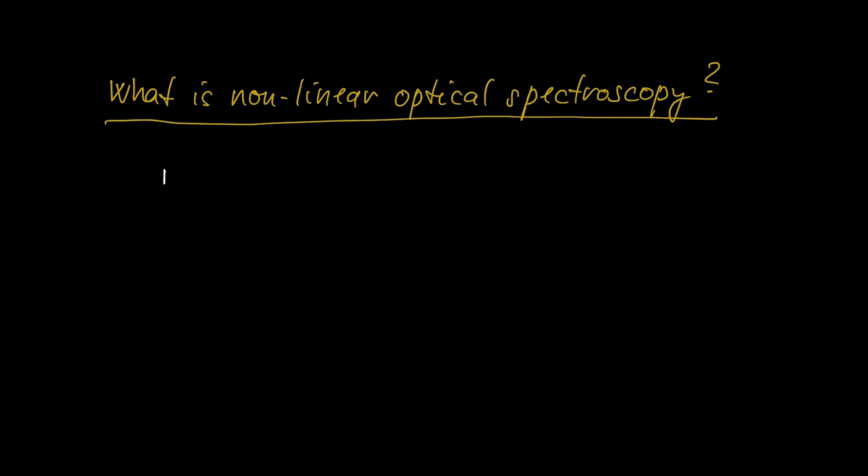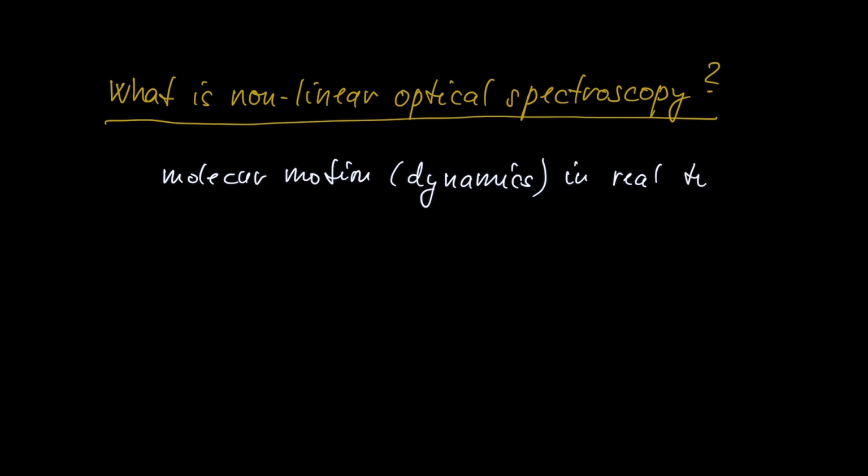So we are talking about molecular motion. I will use the term dynamics in real time. I mean real time here in quotations because clearly the time scale is such that we can't really see it in real time. But we can slow it down and we can observe it on its own relevant time scales. That is real time and relevant time scales.